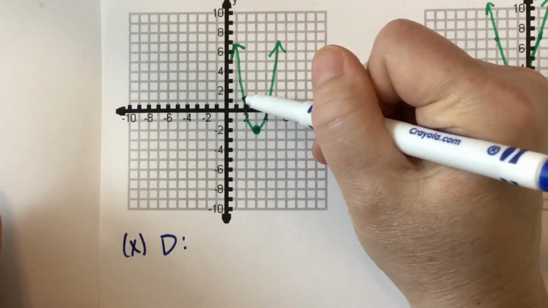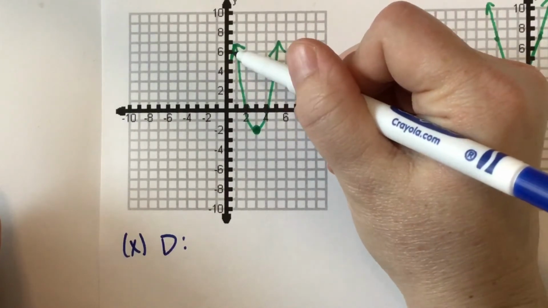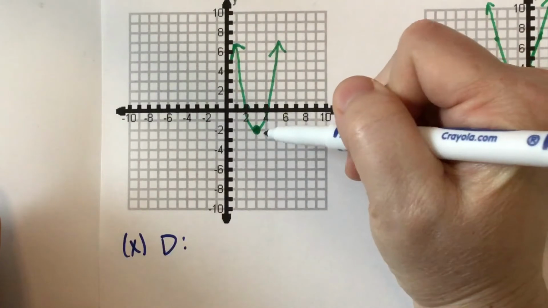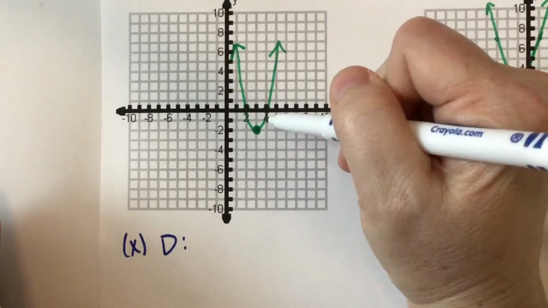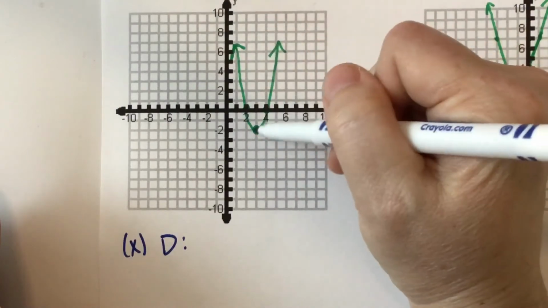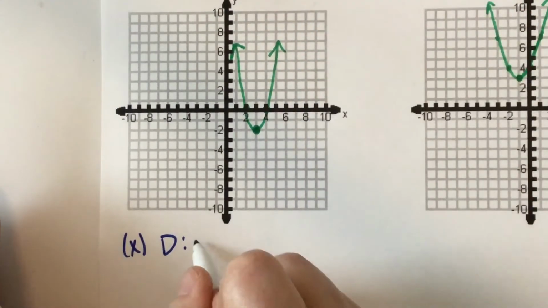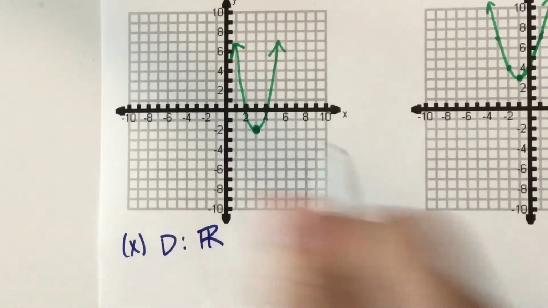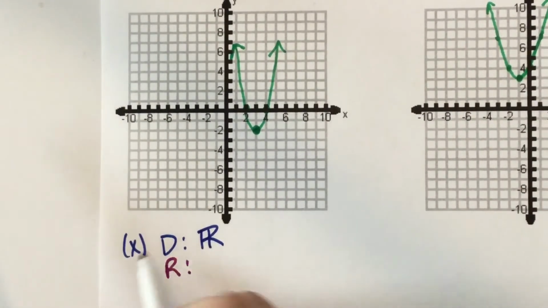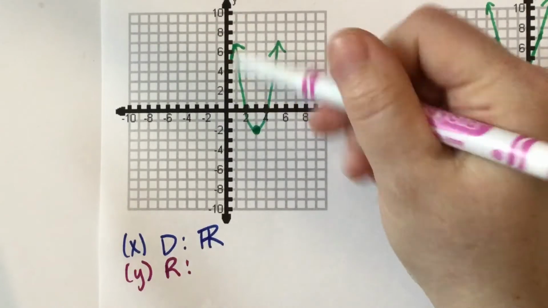So as I start going to the left, I find this arrow, which means it goes forever to the left. As I go to the right, I see this arrow, which means it goes forever to the right. So if it ever goes forever left and forever right, that is called all real numbers. Now, range, on the other hand, are your y's. And y's are up and down.